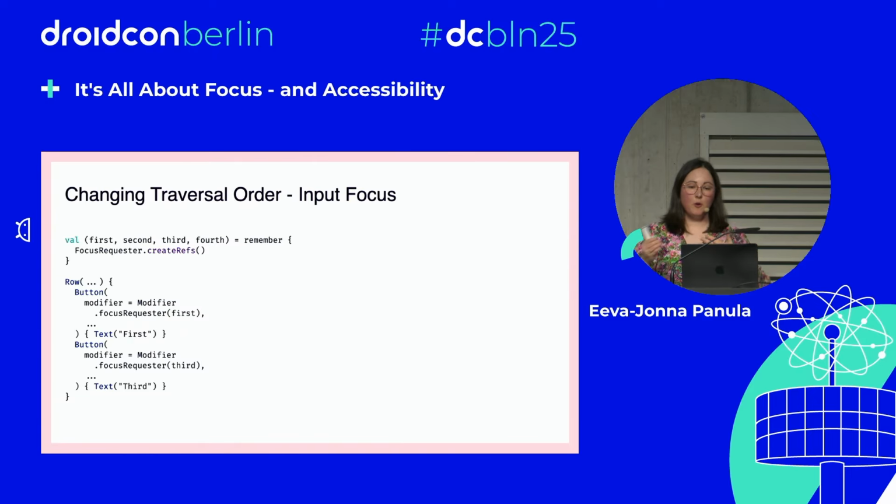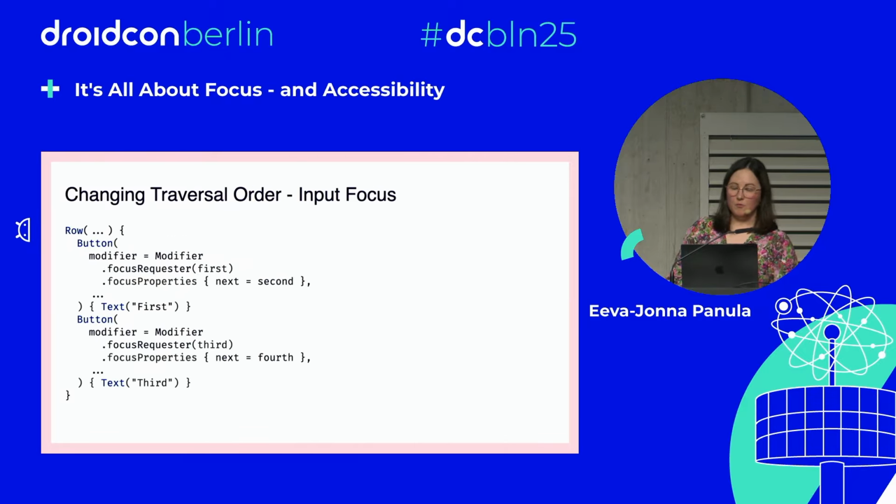All right, now we have focus requesters, but we still need to do something there. We need to call the focus properties modifier and then set the next component where the focus should go. So for the first one, we would set the second to be the next one in the focus order, and for the third one, we would set it to be fourth. And that's it. This is the way we can make the keyboard focus or input focus work properly in this UI that I showed you.